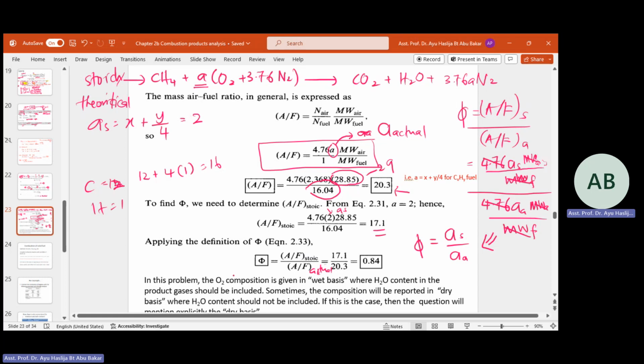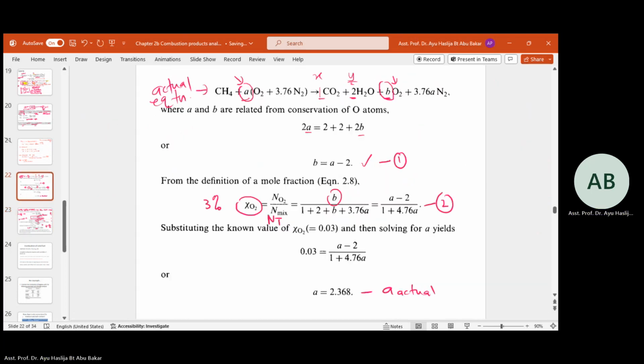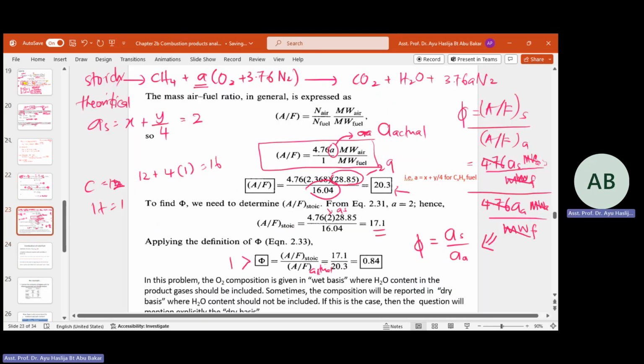Okay, so here the equivalence ratio is less than 1. Excess air, right? That is why we have O2 in the products. Less than 1, excess. What is this term? Lean, sorry, fuel rich. Sorry, no, fuel lean. Fuel lean or excess air.